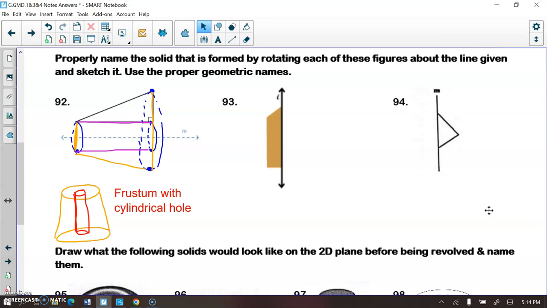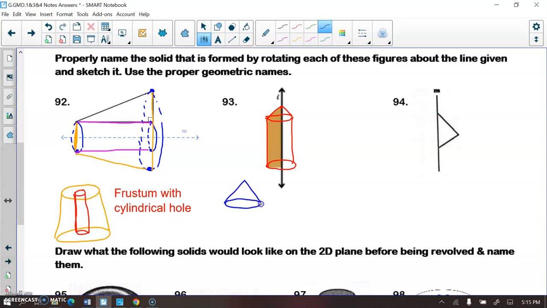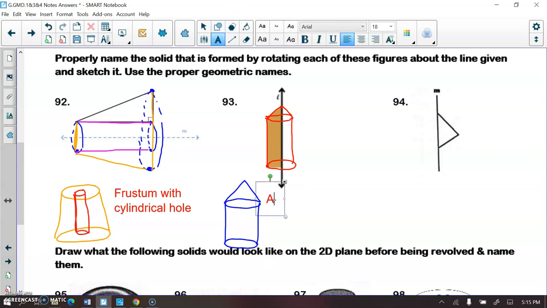Okay, so the next one, number 93, I'm going to rotate around line L. So this point's on line L, so it's going to stay where it's at. This point's going to rotate around like this, and this point's going to rotate around like this. So we have something that looks like this. Or off the grid, we have a cone connected to a cylinder at its base. Looks like this. So that's exactly how we're going to name it: a cone connected to a cylinder at its base.